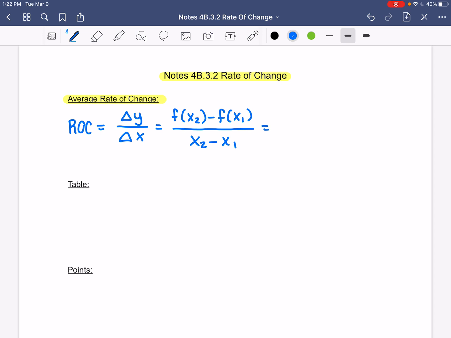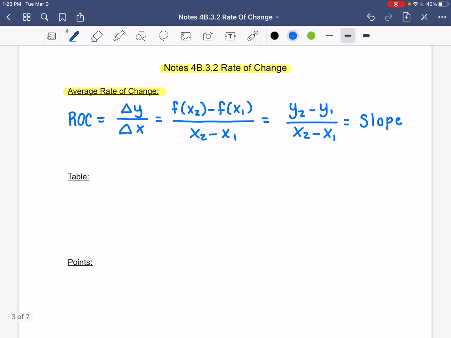But remember, f of x just means y, so it's just y2 minus y1 over x2 minus x1, which we have used recently, right? That's the formula for slope. So rate of change is basically just slope. Slope, though, is like a continuous for the whole thing. The slope of a line is constant. Your rate of change can vary based off of your graph, and then you find the average rate of change.